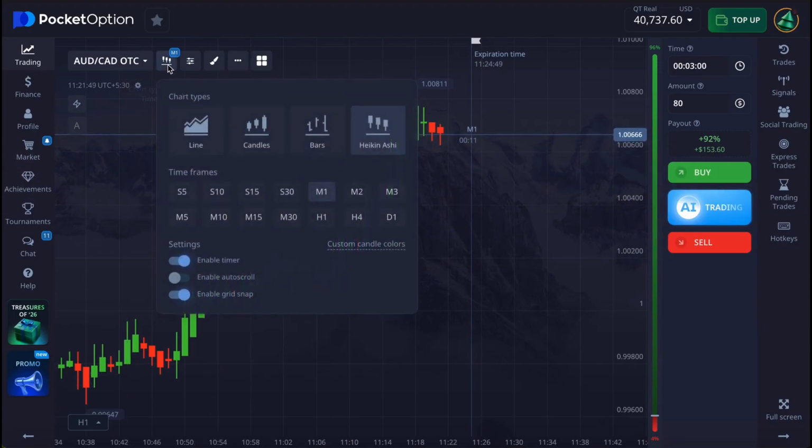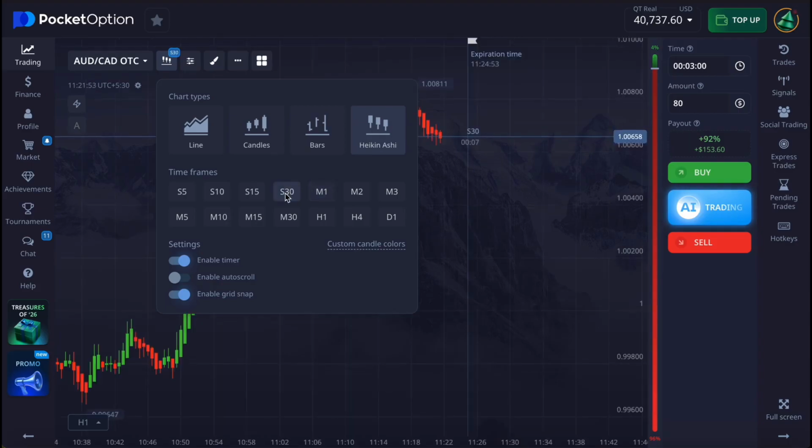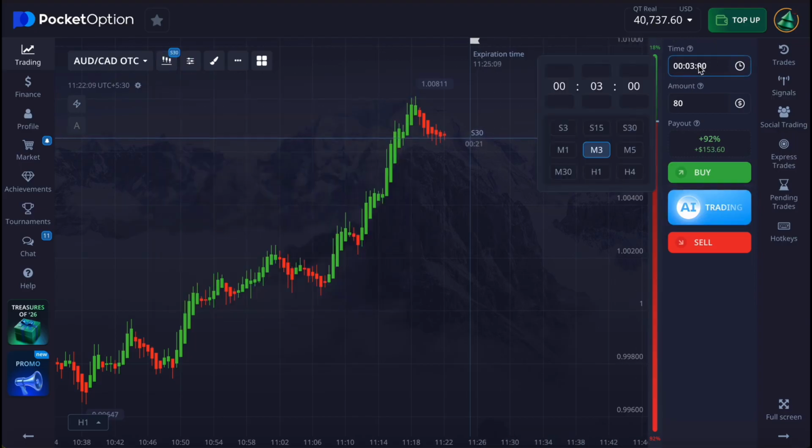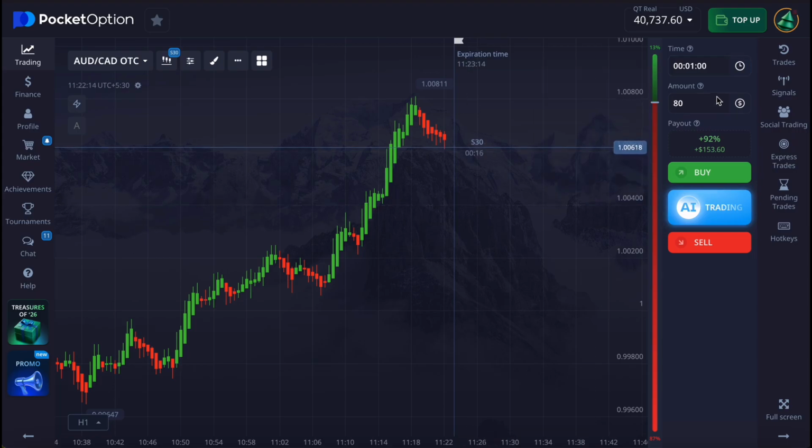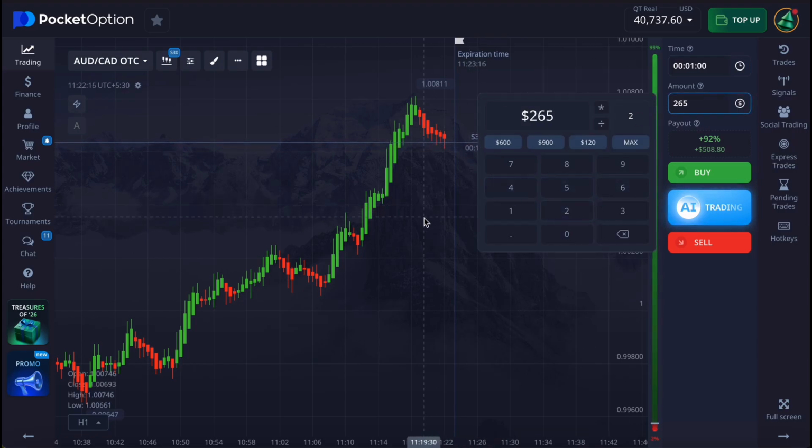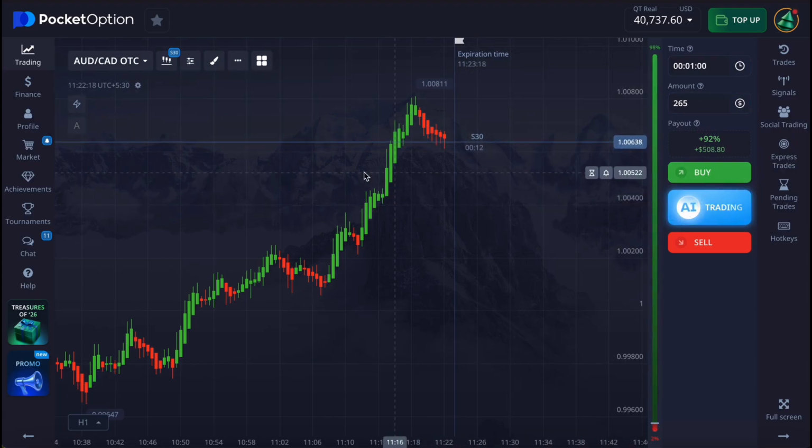So the Heikin Ashi chart pattern looks to be performing quite well for today's strategy, and the timing of the candle is 30-second, which is a very good timing. And a 1-minute timing on a 30-second candle will show very good performance. And I also set today's trade amount. And now I'll add today's indicators.